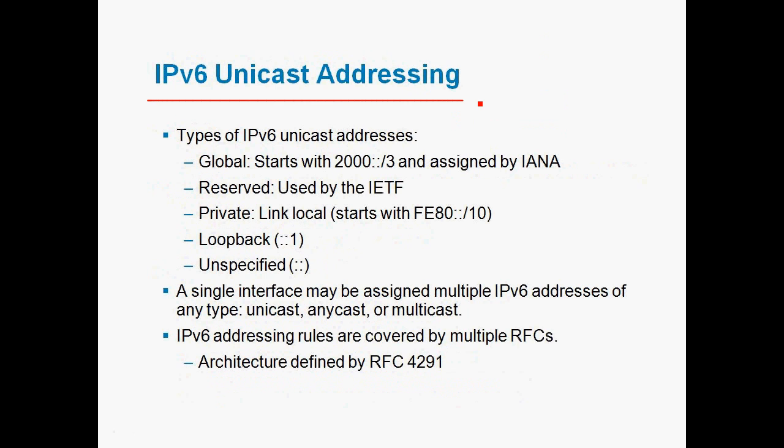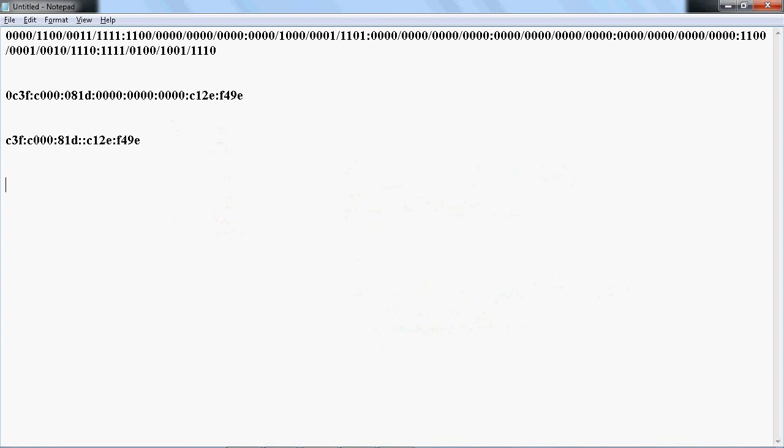IPv6 unicast addresses. There are several types of IPv6 unicast addresses. Let's see global. A global address starts with 2000::/3. That means the first 3 bits are 001. Let's see an example. A global address means the first 3 bits should be 001, so it is assigned as a global address.